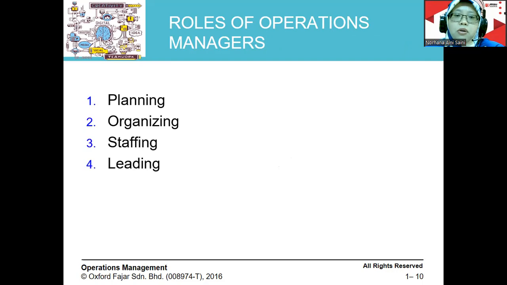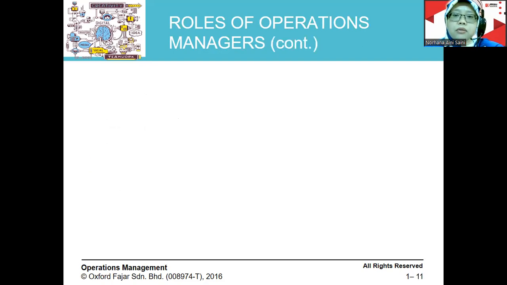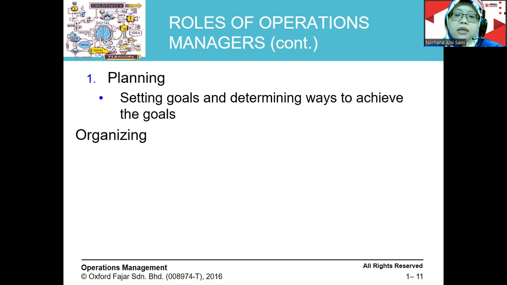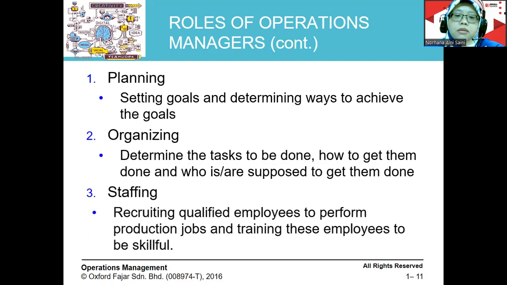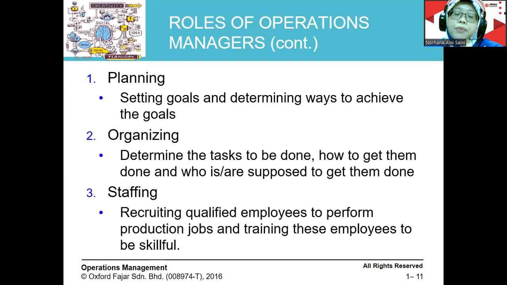Now let's go for the role of operation managers. For the role of the operation managers, we have five: first is planning, organizing, staffing, leading, and also controlling. Let's look at them one by one. Number one, the operation managers first need to start with the planning. So what is planning? It is setting goals and determining ways to achieve the goals.